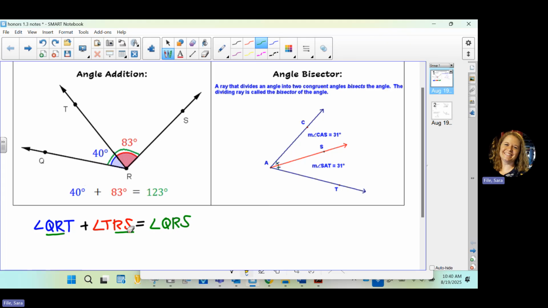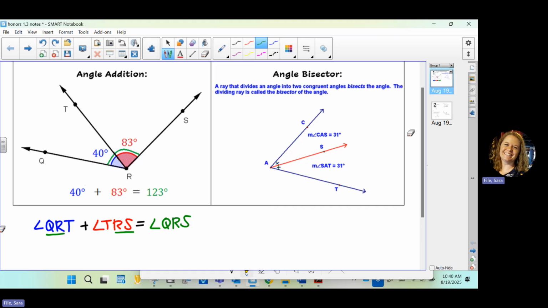Not just 2 random parts. So over here, RT, this ray, is not a bisector because these 2 sides are not equal. But here, this red ray, I know yours is in black and white, but on my screen it's a red ray, AS is an angle bisector because it's cutting the angle CAT into 2 equal parts.